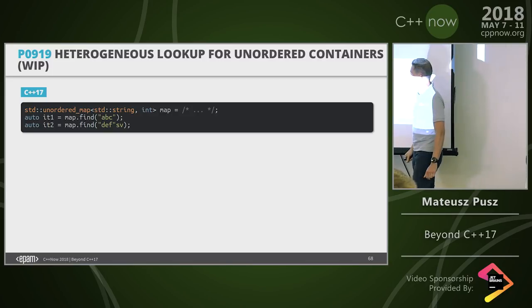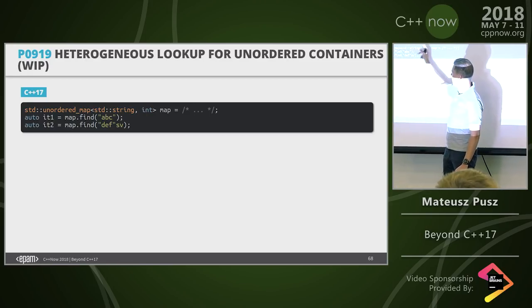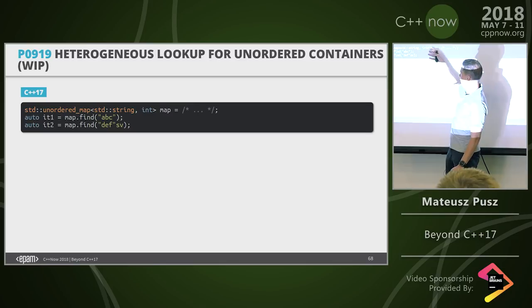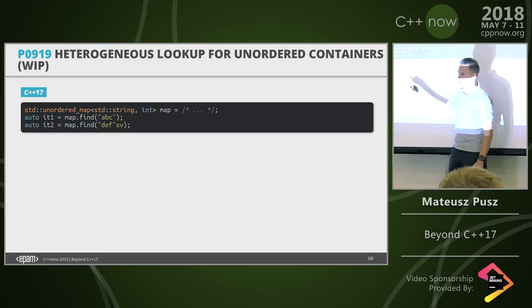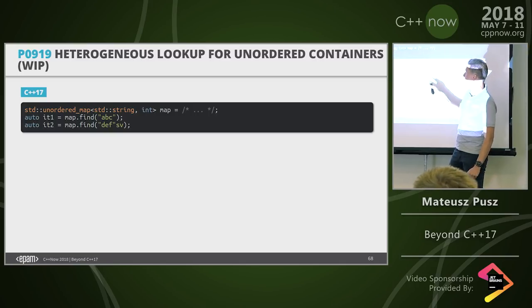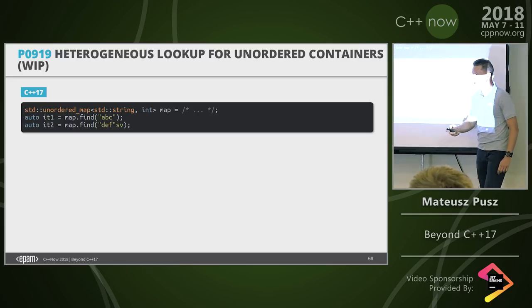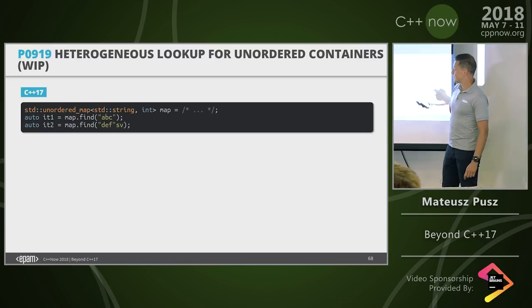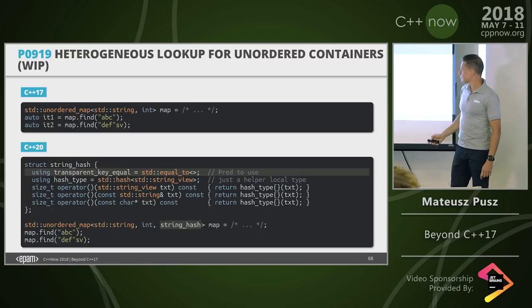Basically, it will work like this: right now in C++17, if you have an unordered map of string and int, and you pass things like "ABC", const char star, or string_view, basically we always have to construct the string in order to find something, to hash this value. If the string is long, you will have then additional memory allocation and so on. And there are also some other issues described in the paper that they are fixing.